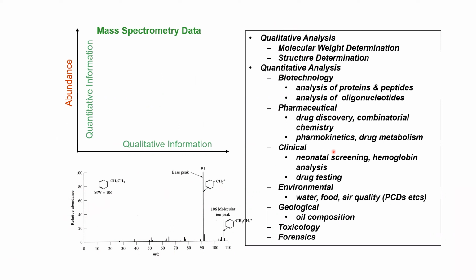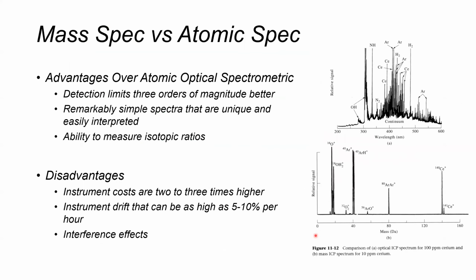So some examples of use of mass spectrometry. So we can have qualitative analysis, so it'll be molecular weight determination and structure determination. We can have quantitative analysis. So it can be used in different things like biotechnology, pharmaceutical, clinical, environmental. Maybe you're looking at water, food, or air quality tests, geological, toxicological, and forensics.